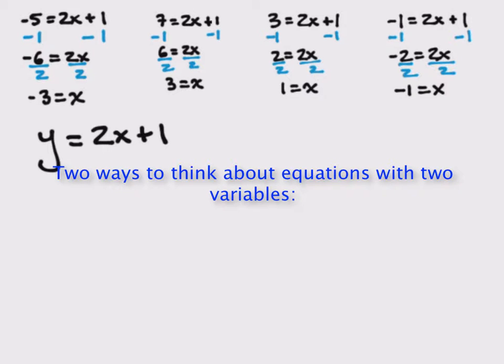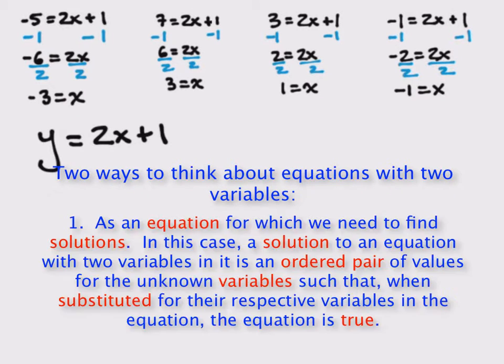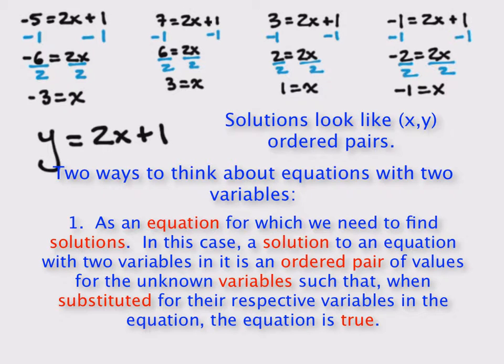Now, we have two ways to think about these equations when we see that they have two variables. The first way is to think of them as equations for which we are trying to find solutions. Solutions are not single numbers anymore. In this case, a solution to an equation with two variables in it is an ordered pair of values for the unknown variables, such that when both are substituted for their respective variables, the equation is true.